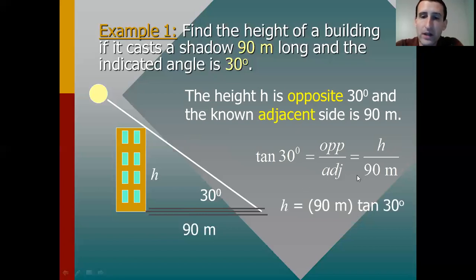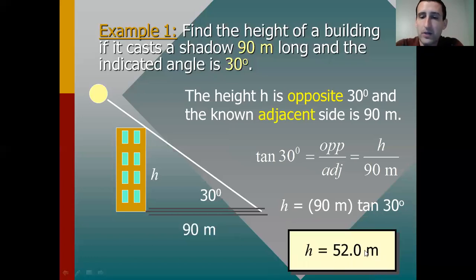We then bring the 90 to the other side, multiply by 90, that cancels out, and we have 90 times the tangent of 30 equals h. Now we can plug that into our calculator. The calculator will do all the math for us and tell us that the building is actually 52 meters tall.